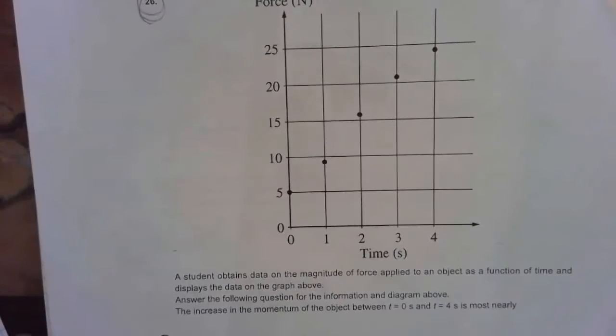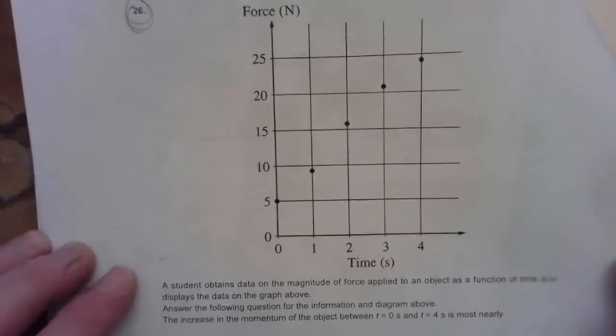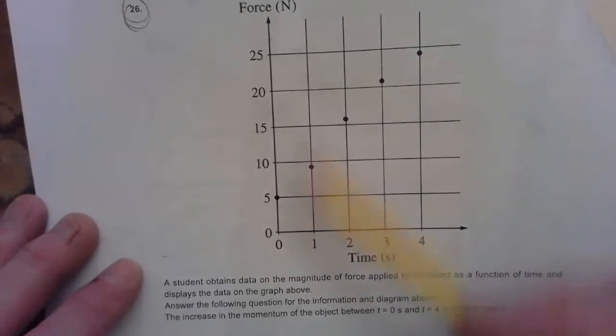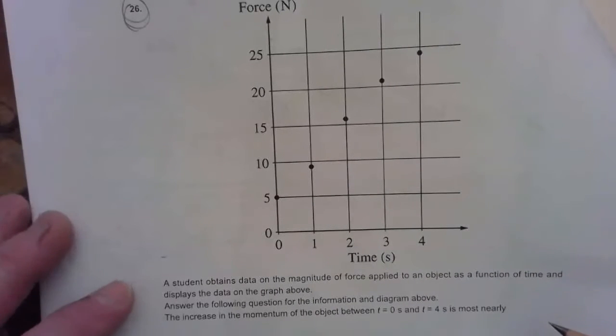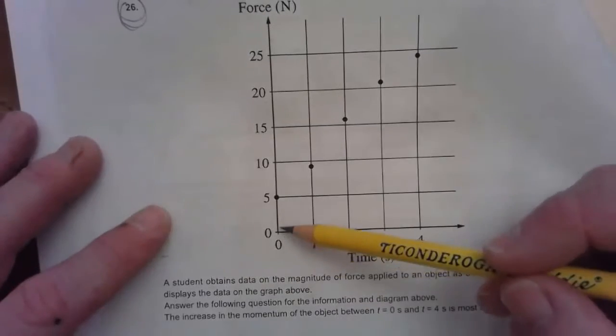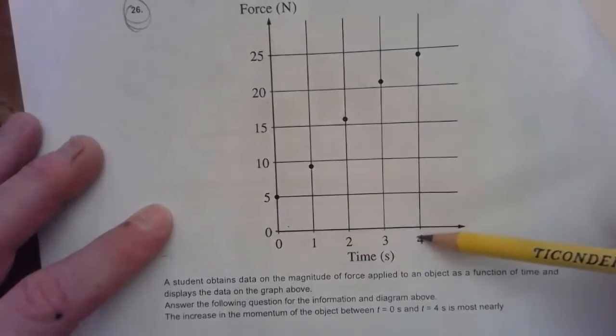Student obtains data on the magnitude of force applied to an object as a function of time. Remember, the area under this is going to be impulse and the change in momentum. Answer the following question for the information and diagram above. The increase in momentum of the object between 0 and 4 seconds.